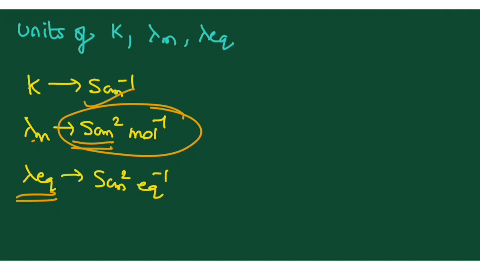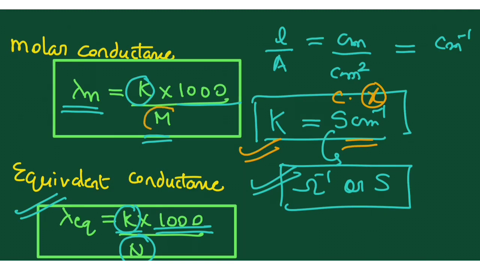Units of equivalent conductance: Siemens centimeter square per equivalent, that is, S cm² eq⁻¹. Okay, very important point. And one more important point, molarity will be kept in mole per liter only. You don't have to change that. Okay, you don't have to change that.